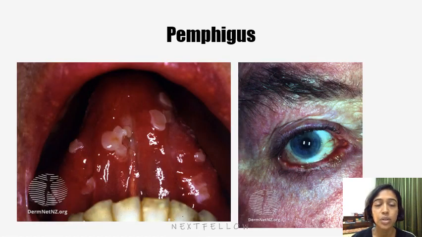So this is also pemphigus, which involves the oral mucosa. You can see denuded areas on the tongue as well as the eye. So you can have permanent damage to ocular mucosa in pemphigus vulgaris.